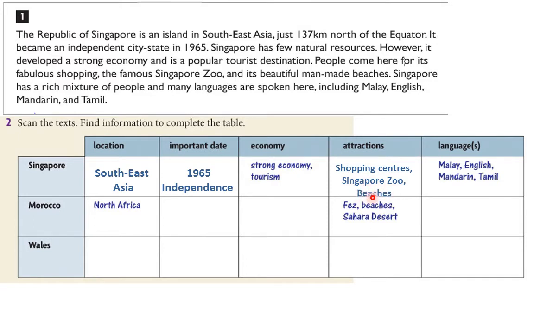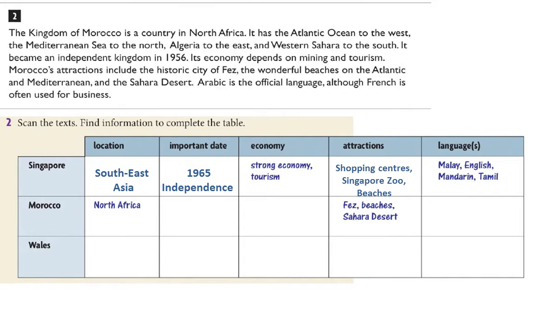Zoo and beaches. Regarding the languages, it is already mentioned here. Languages spoken here include Malay, English, Mandarin, and Tamil. Now we can go to the second paragraph to scan and fill the second row in the table. The second row is about Morocco. The Kingdom of Morocco is a country in North Africa. So the location is North Africa.